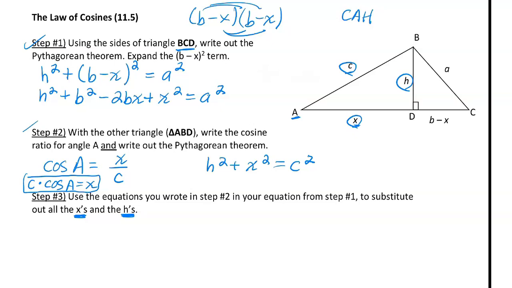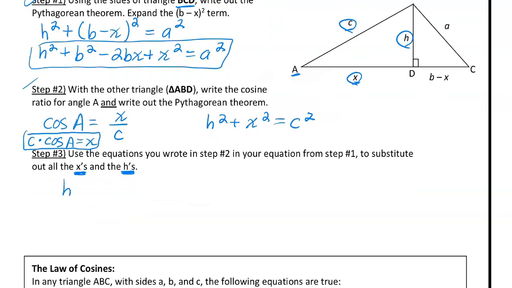So let me rewrite this first equation. Let me get this one, and let me rewrite that right here. And we're asked to substitute out all the x's. So we want to get rid of those x's, and we want to get rid of this h right here. So first thing is, let's get rid of this first x right here. And I solved in step 2 to say x equals c times cosine A.